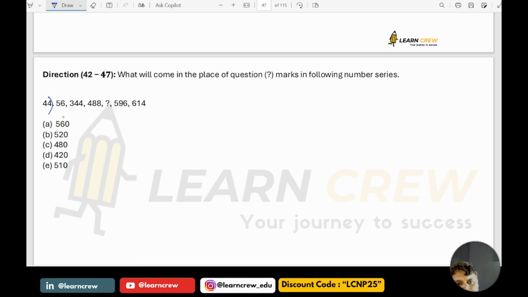56 becomes 344. 344 becomes 488. And finally, 596 becomes 614. Here the difference is 288. Here the difference is 144. So the difference has become half. Here again the difference becomes half: 72, here 36, here 18. So 488 plus 72 is 560. So option A is correct.